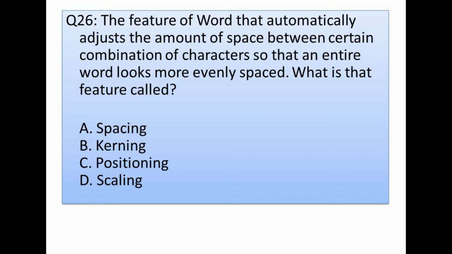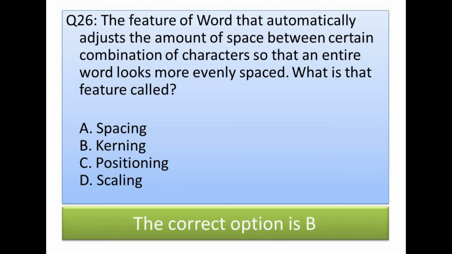The feature of Word that automatically adjusts the amount of space between certain combination of characters so that an entire word looks more evenly spaced. What is that feature called? Spacing, kerning, positioning, scaling. So the correct option is B.